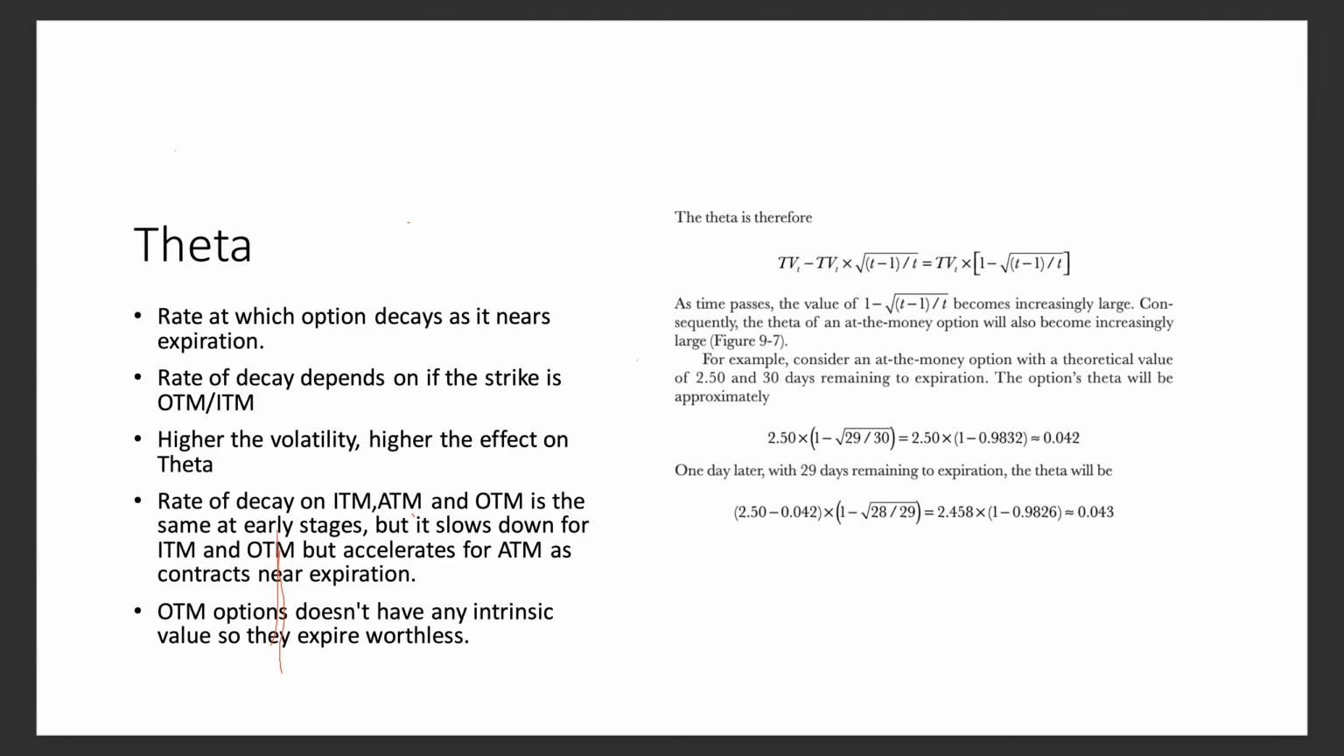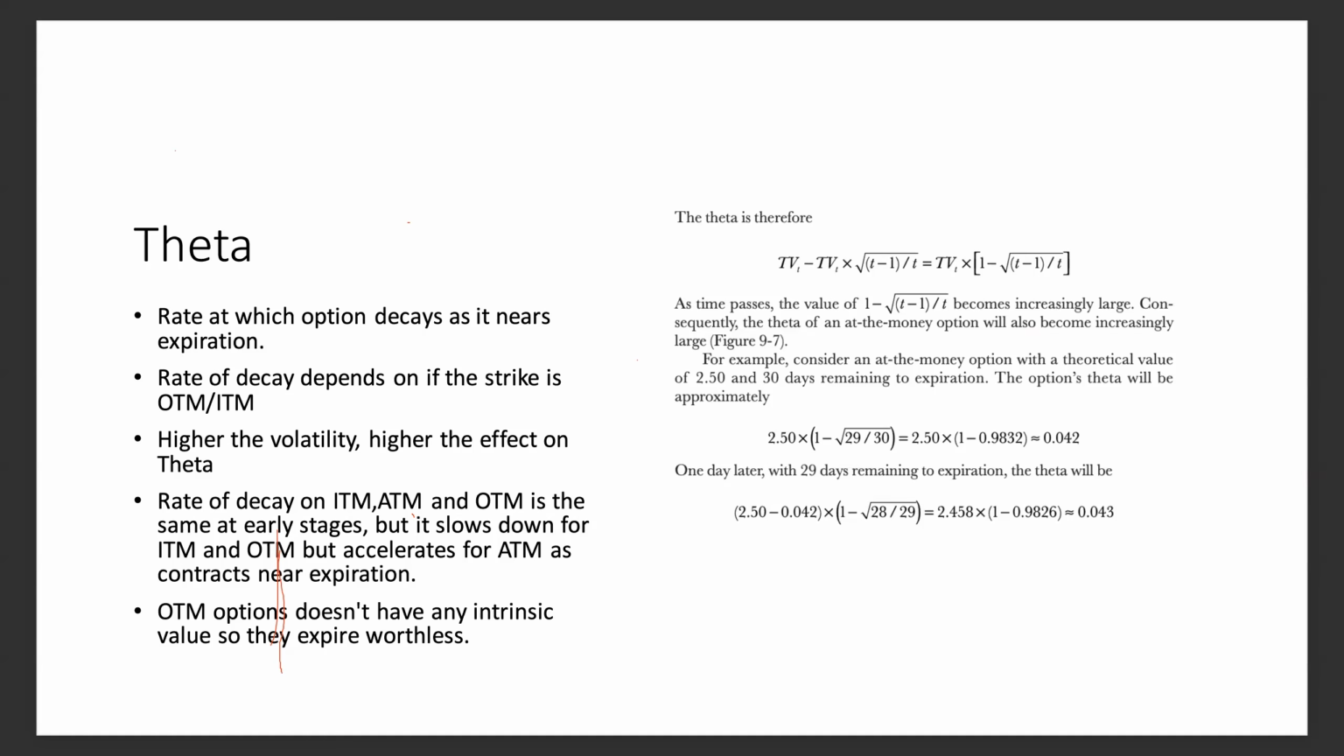But as it gets close towards the expiration, the theta decay slows down for in the money and out of the money, because on out of the money almost all the theta has already decayed. It's nearly expired worthless, and it's not going to be accelerating as fast anymore. In the money, all the extrinsic value is gone, so there is nothing for theta to decay.